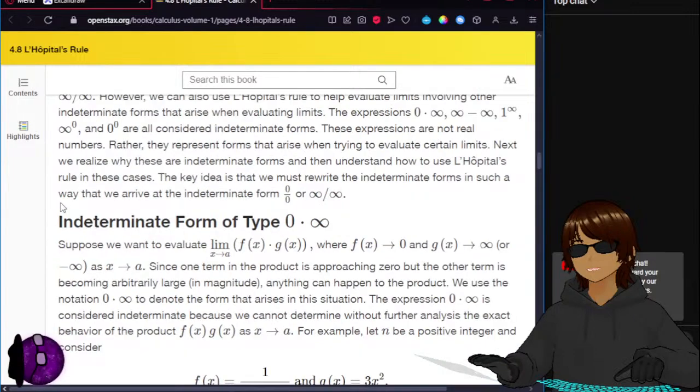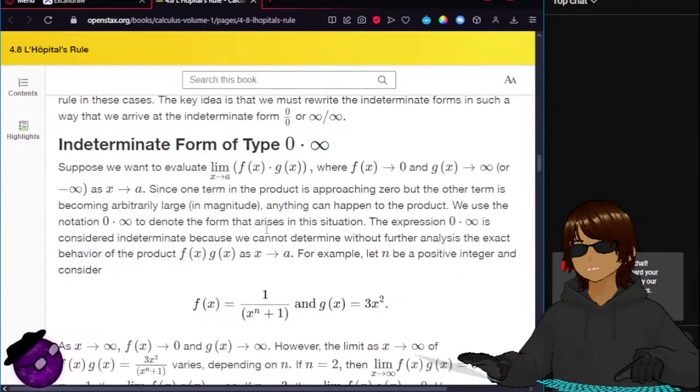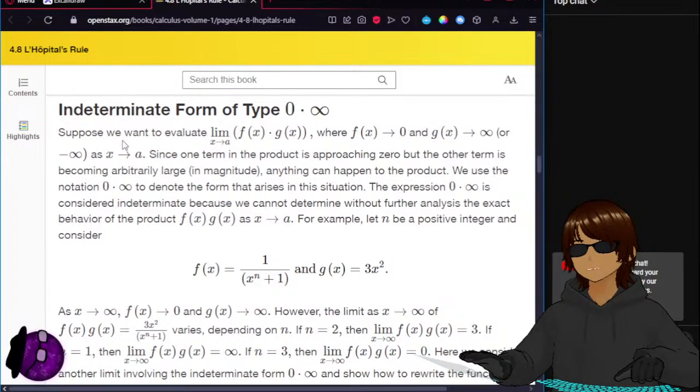Okay, indeterminate form of type 0 times infinity. Suppose we want to evaluate the limit as x approaches a of f of x times g of x, where f of x approaches 0 and g of x approaches infinity as x approaches a. Since one term in the product is approaching 0, but the other term is becoming arbitrarily large, anything can happen to the product. We use the notation 0 times infinity to denote the form that arises in this situation.